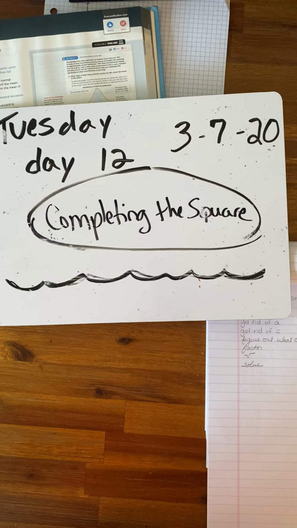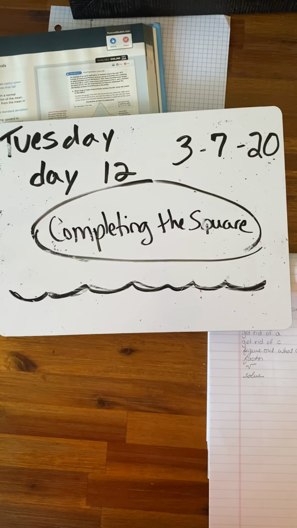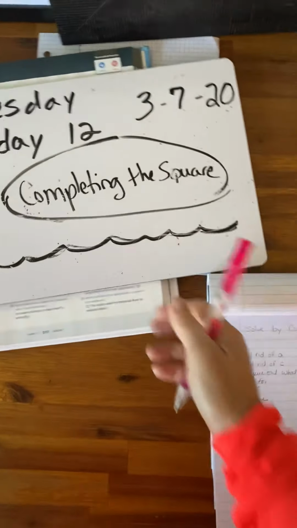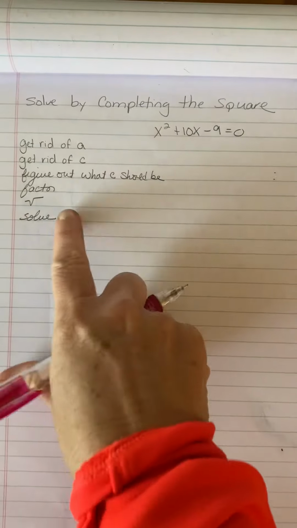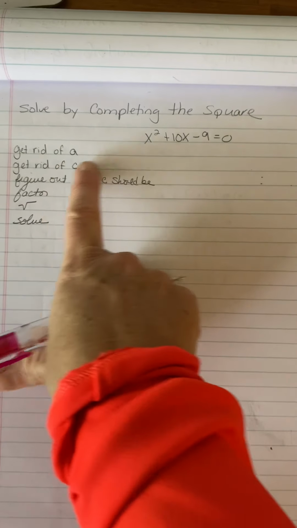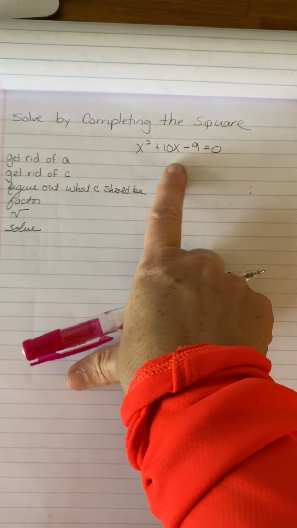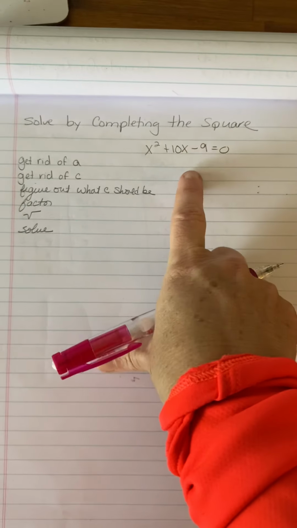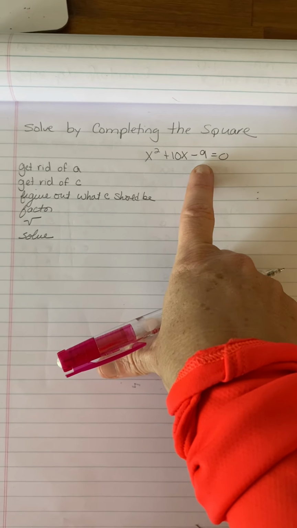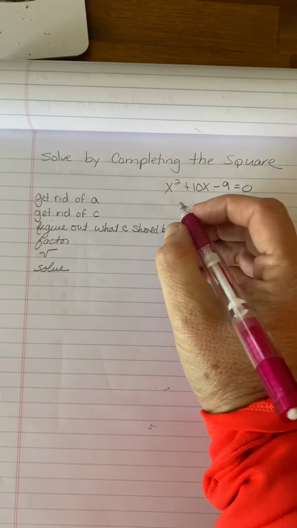So I'm going to review completing the square. This is day 12, the last part, hopefully, of your lesson for today. Okay, so remember, I wrote some little lines over here. You have to get rid of A, so if there was an A, you would divide the entire thing by A. And we're going to start off here with getting rid of C. So we're going to add 9 to both sides.